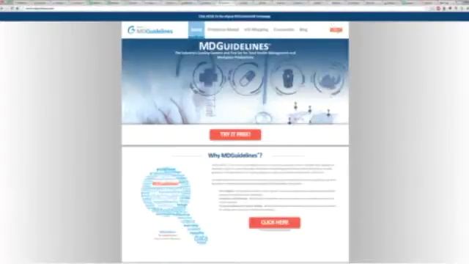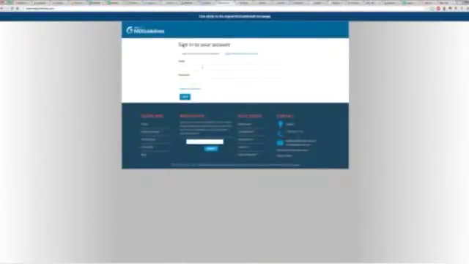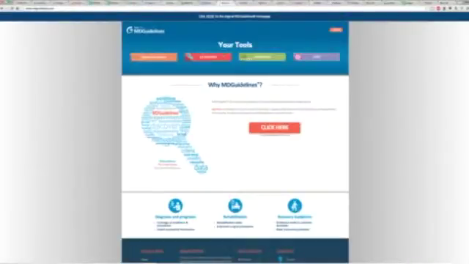So the first thing is click login, enter your email address and password, which you should have been sent. If you've not received your email username and password, please let me know, and I will either send you another one or show you how to reset your password. Click login. Okay, so straight away you're taken to the home page.